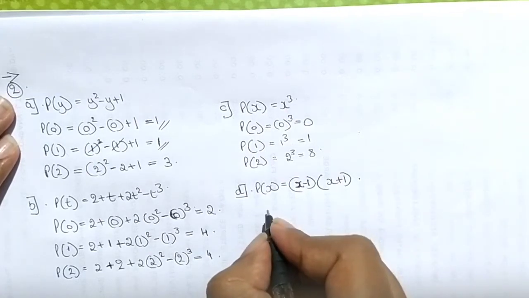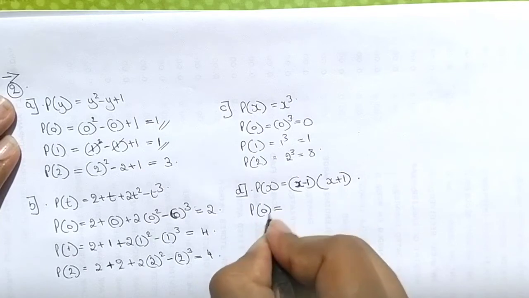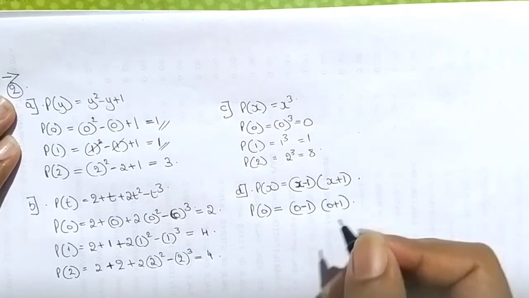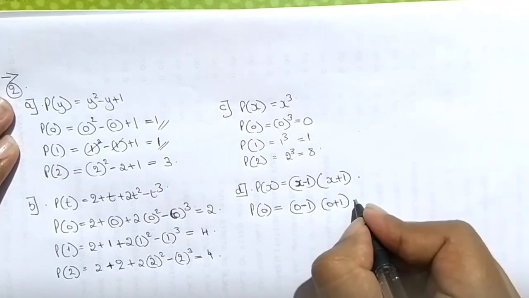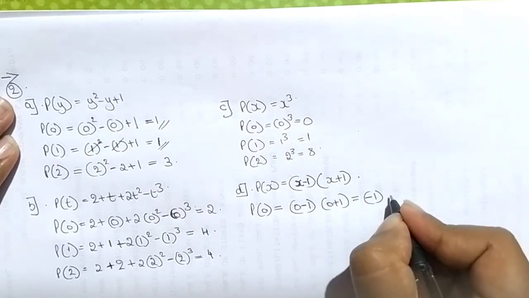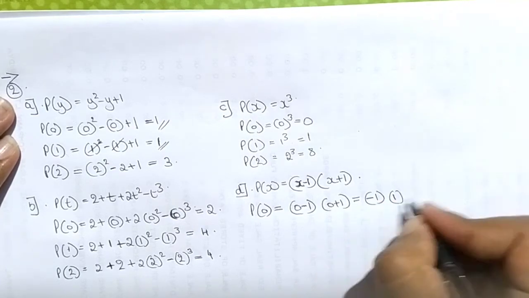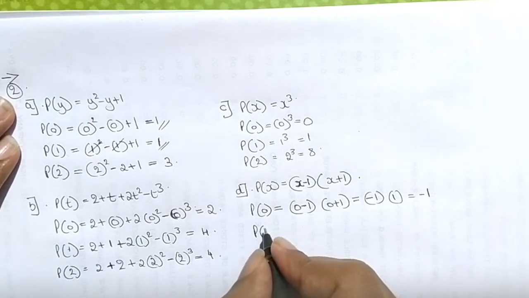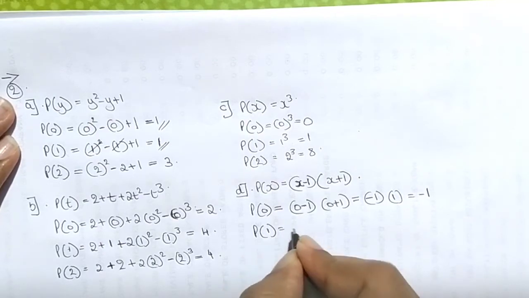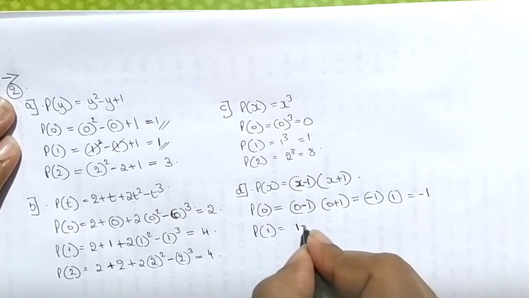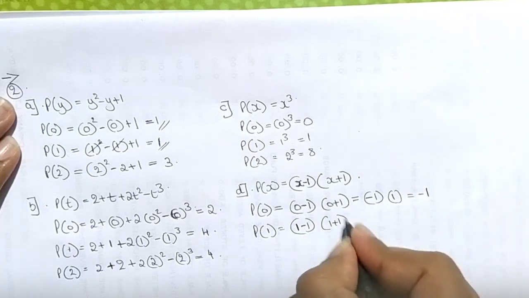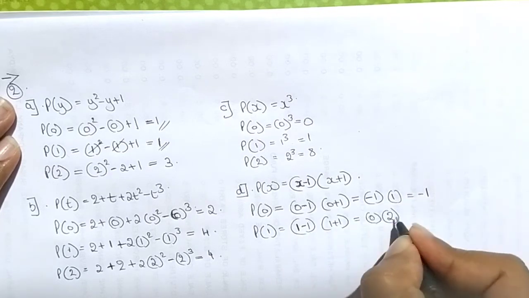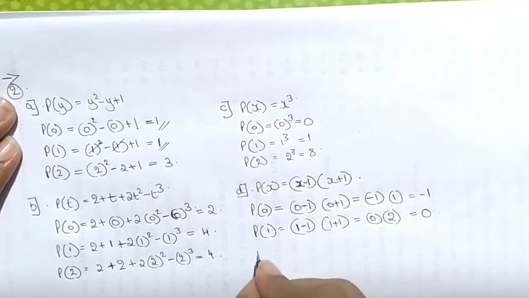Please take care of the signs there. P of 0: 0 minus 1 into 0 plus 1. See, 0 minus 1 is minus 1. I will write once again. 0 minus 1 is minus 1 into 0 plus 1 is 1, and minus into plus is minus, 1 into 1 is 1. P of 1: in the place of x we need to substitute 1 minus 1 and 1 plus 1. You know 1 minus 1 is 0 and 1 plus 1 is 2. 0 multiplied by anything gives us 0 only.